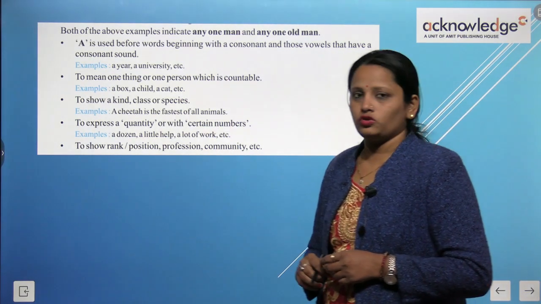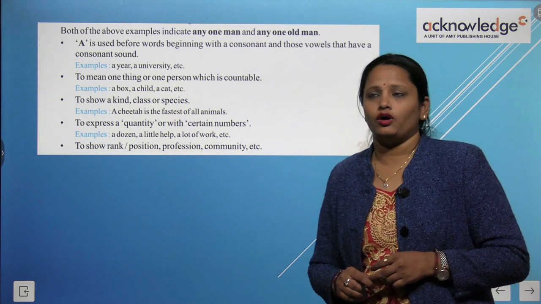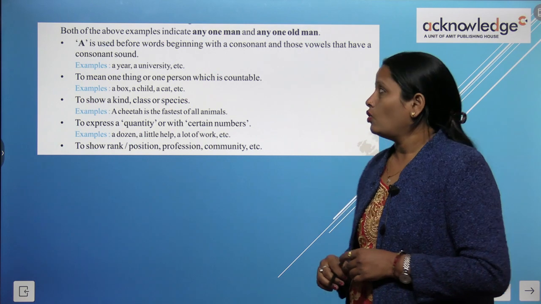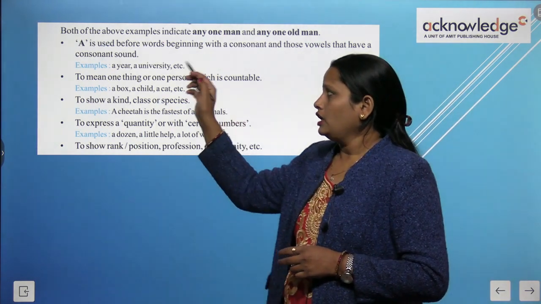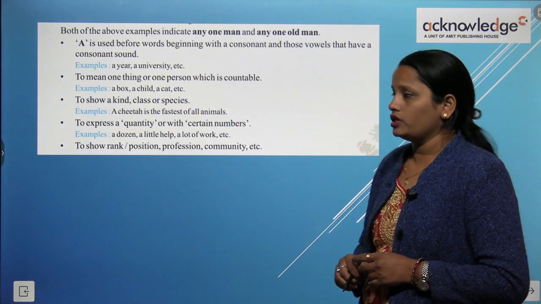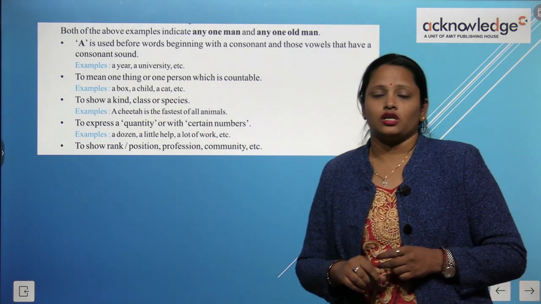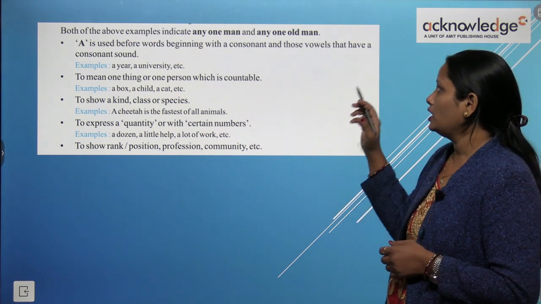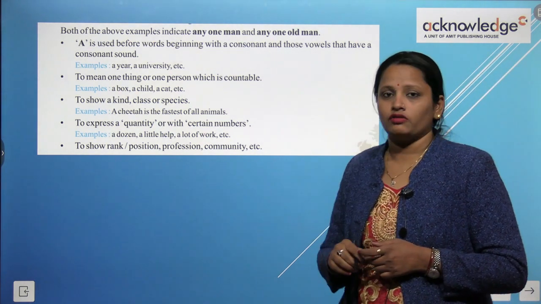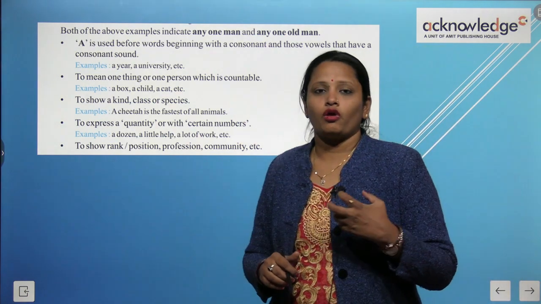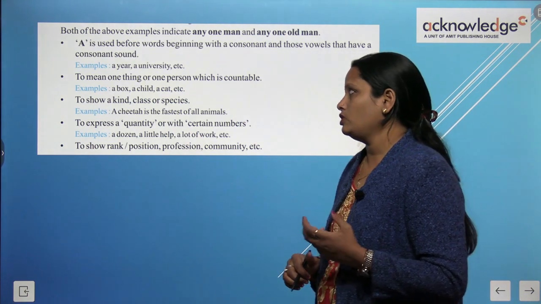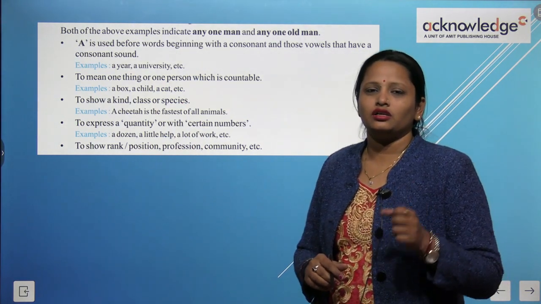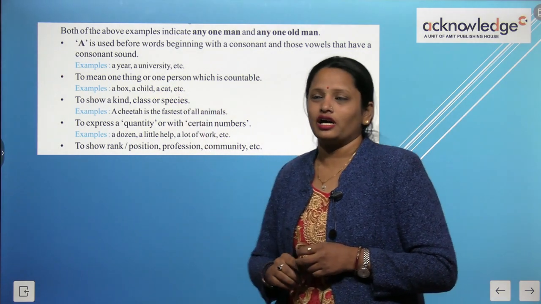Now let's come to the next point. Both of the above examples indicate any one man or any one old man. A is used before words beginning with a consonant, and those vowels that have a consonant sound. और उन vowels के साथ भी जिनके अंदर consonant sound आता है. For example, a year, y का year का sound आ रहा है. So that's why a लगाया है.